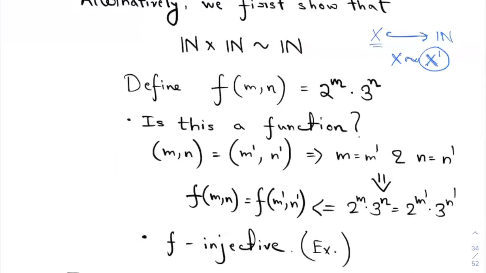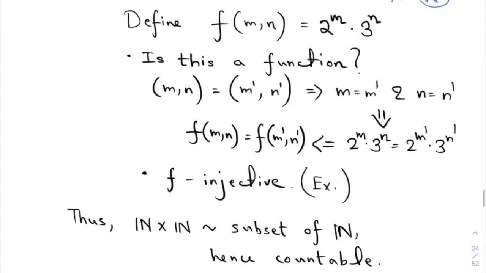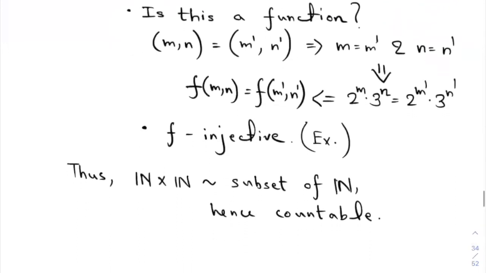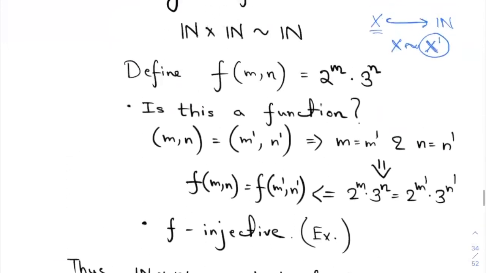So all you have to do is find an injection from N cross N to N, and this is given by this particular map: f of (m, n) is sent to 2 to the power m times 3 to the power n. Is this a well-defined function? It's easy to check, pretty simple. Is it injective? It's also easy to check.